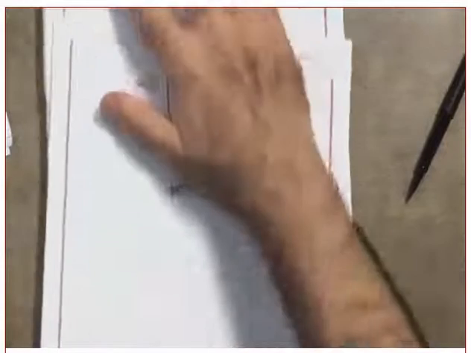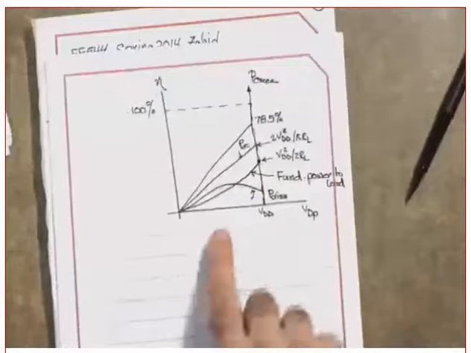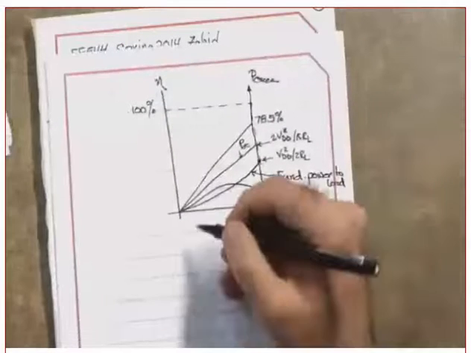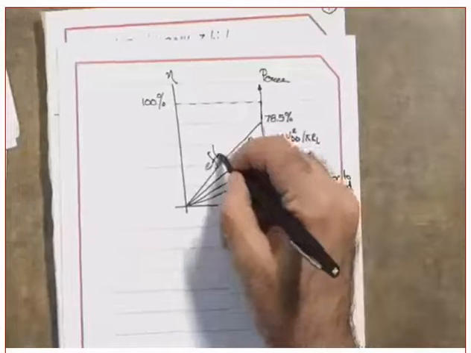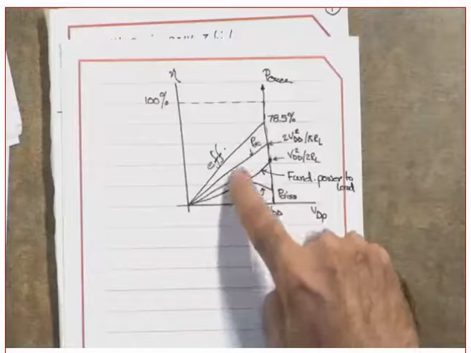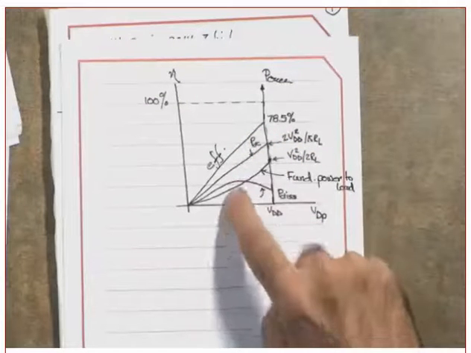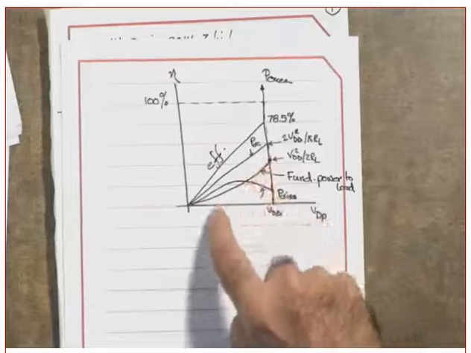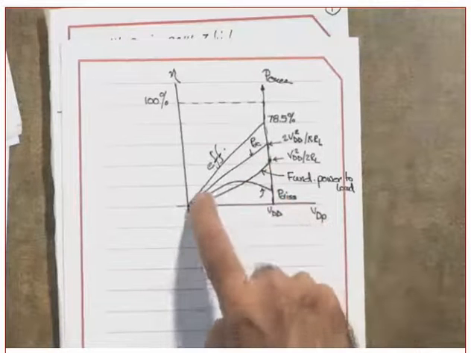By the way, this is after you sketch. This is after you find. By the way, what is the maximum efficiency? This is the efficiency. What is the maximum efficiency? 78.5. What is this? That's the DC power. What is this? This is the AC power. Yes? And what is this?